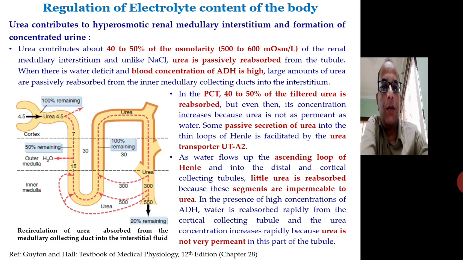So in this portion water is reabsorbed but urea is not reabsorbed, hence the urea concentration keeps on increasing. But when it comes to the medullary region of the collecting duct, then urea is reabsorbed. So this urea is reabsorbed from the collecting duct, in the medullary collecting duct, into the loop of Henle.